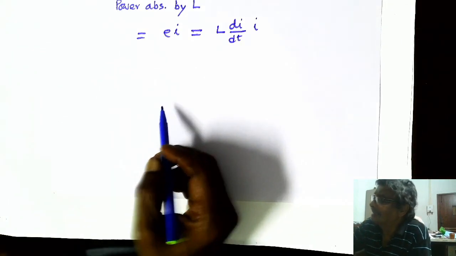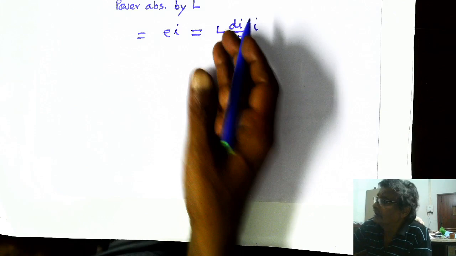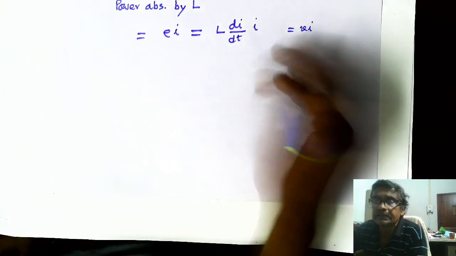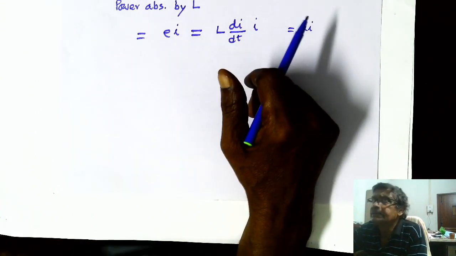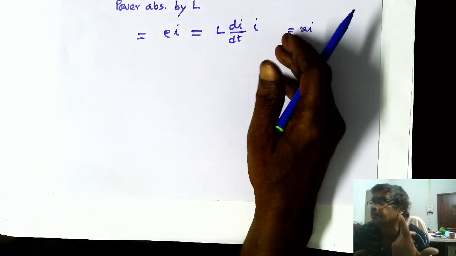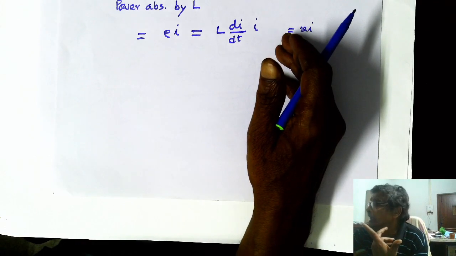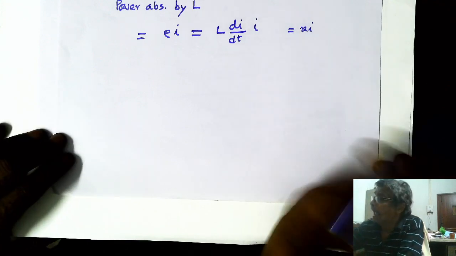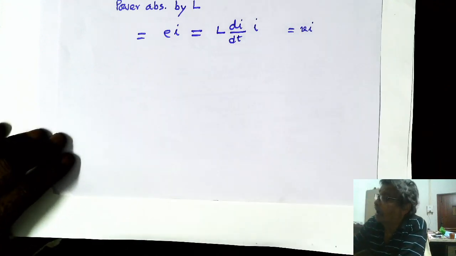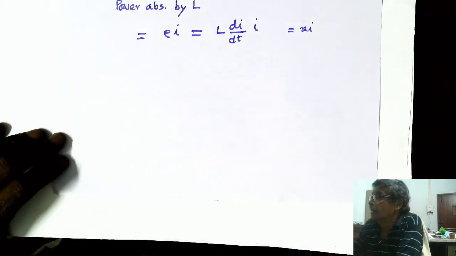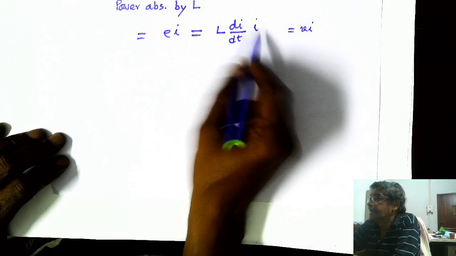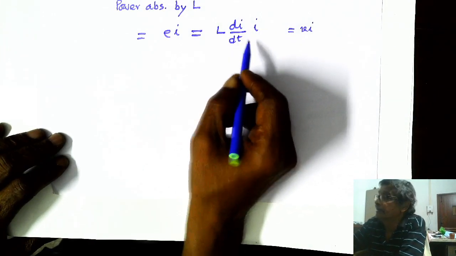Now, L di/dt is equal to V, so this is also equal to the power delivered by the source, as we expect, because energy balance must take place. Whatever energy has been supplied by the source must have been absorbed by the inductor. That's it. So Vi. Anyway, but now I will do something else. This is the instantaneous power absorbed by L.